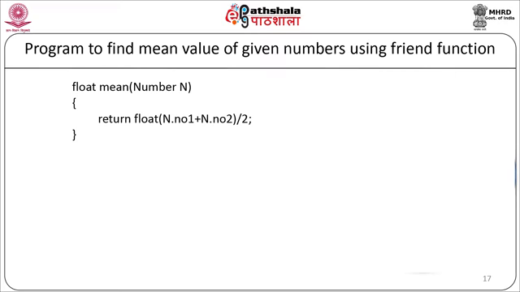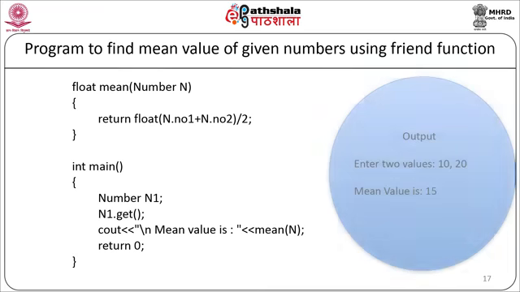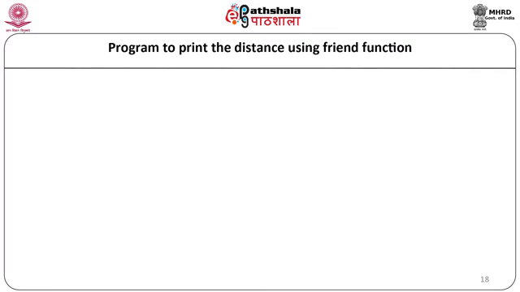Now we will start with our main program. So int main. Here we will declare the object of class Number as Number n1, and now we will call the member function n1.get, and now we will display the message cout "The mean value is", and call the function mean with n1 passed as an argument, then return 0 and our main program will end. When the above program is compiled and executed, it will give the output: enter the two numbers. Suppose the two numbers entered are 10 and 20, then it will display the message: mean value is 15.